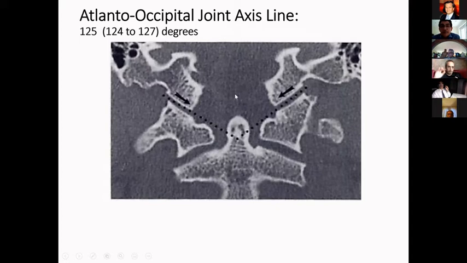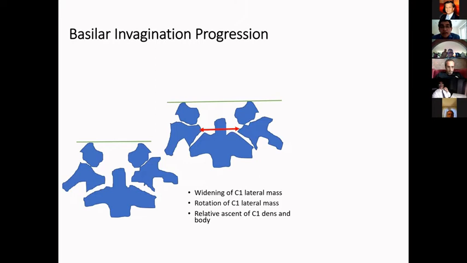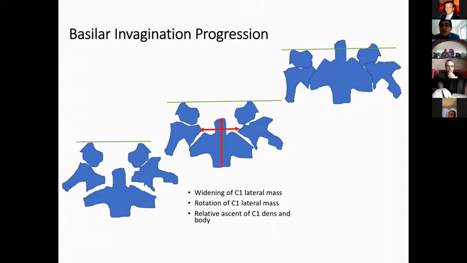Okay, so if you look again pictorially, this is the normal appearance. This is now the widening of the C1 lateral masses. They start falling sideways. And you can see now that there is an angulation of the C1, C2 joint. That's becoming more obtuse, nearly vertical. When that happens, C2 can slide inside of C1. Okay, and this is when it completely slides. At this point, there is now compaction of the C0, C1 joint. The C1, C2 joints become nearly vertical.